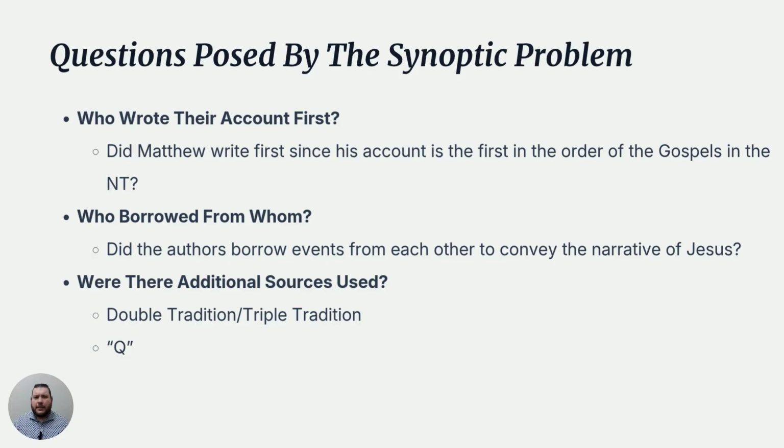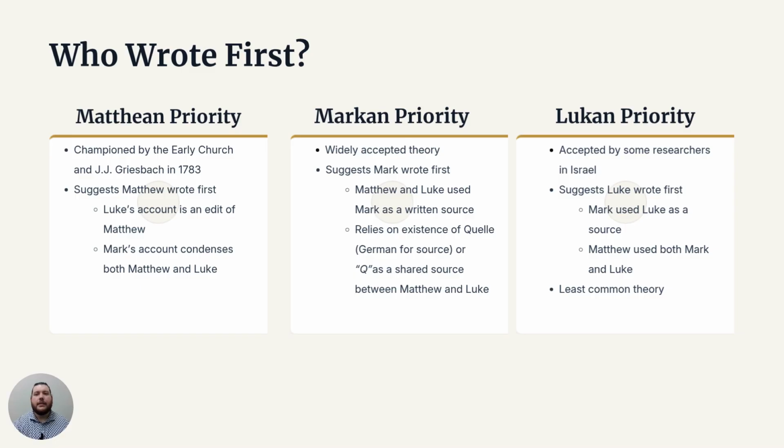There's about 400 verses in the Gospel of Mark that also appear in Matthew and Luke, but there's also about 250 verses that appear in Matthew and Luke, but never show up in the Gospel of Mark. We call this double tradition. To explain double tradition, many scholars suggest a hypothetical lost source of Jesus' sayings called Q, short for Quelle, which is the German word for source.